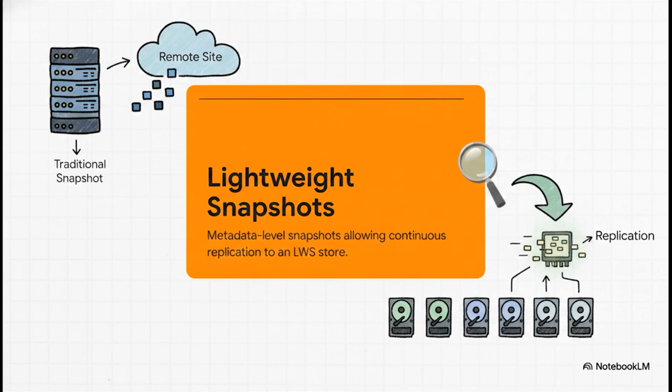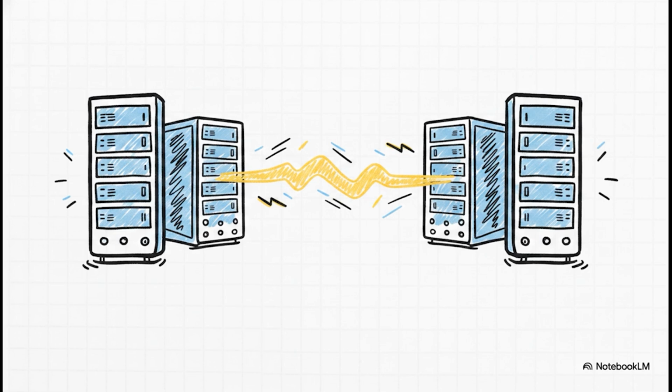And to manage all of this, the system automatically allocates a dedicated LWS store right on your SSD tier just to hold these specific recovery points. Now, this metadata-centric architecture is exactly what allows us to hit a recovery point objective, or RPO, of just 1 to 15 minutes between different availability zones, or AZs.